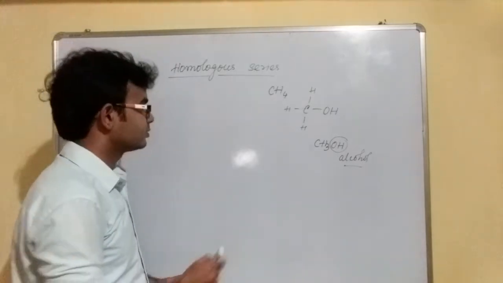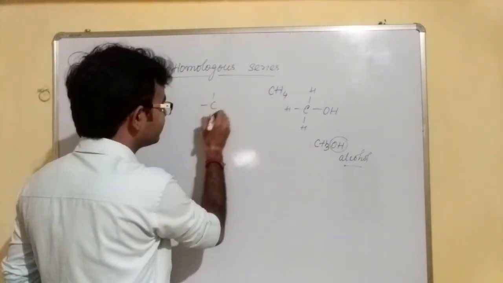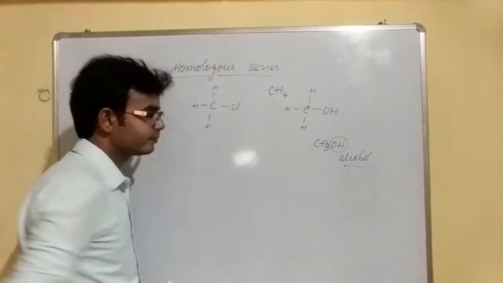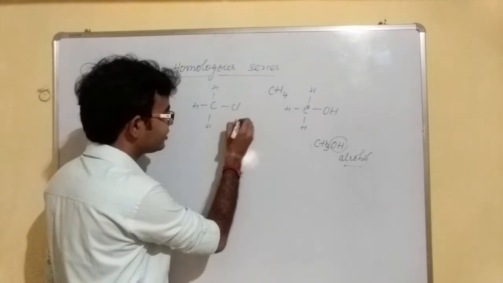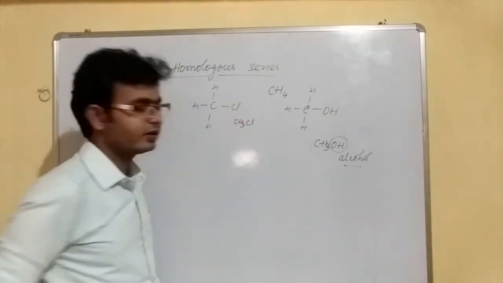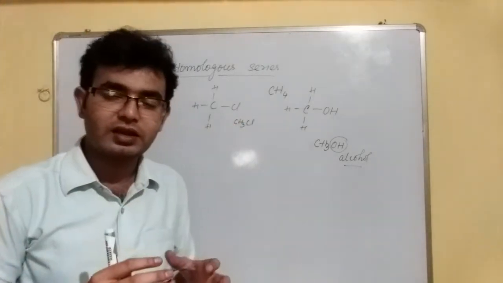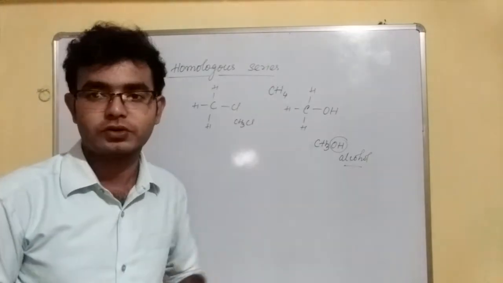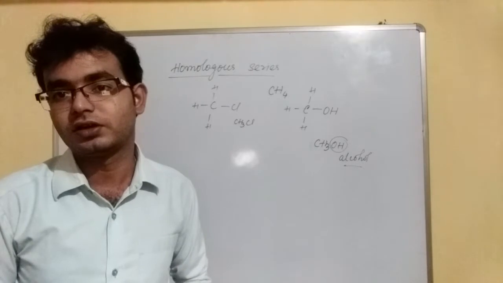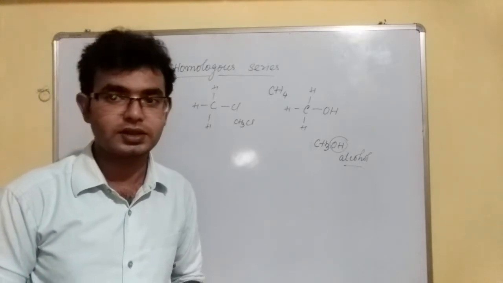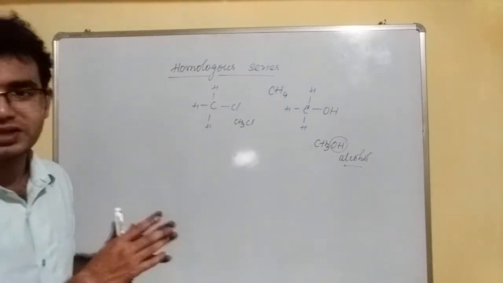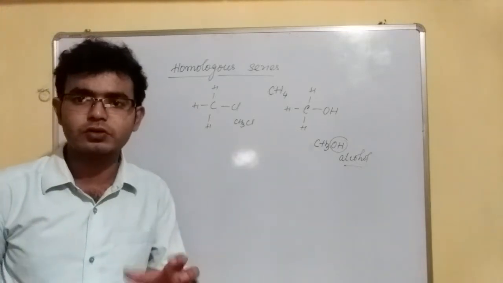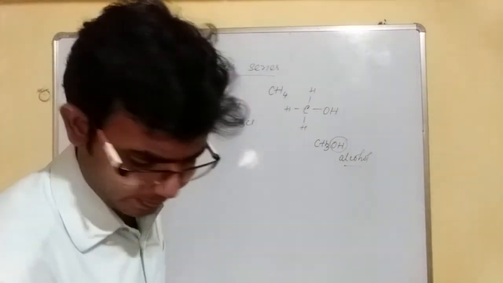Clear? Suppose in this compound, one hydrogen is replaced by chlorine. So it will be CH3Cl. Right? Here this Cl provides a different property to this compound. So here Cl is the functional group. We will discuss the functional group later in detail.